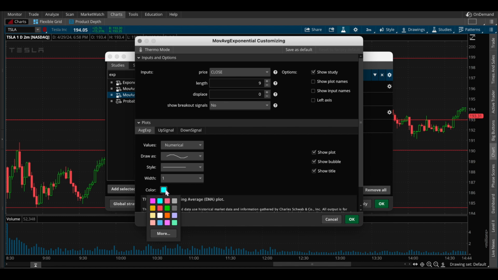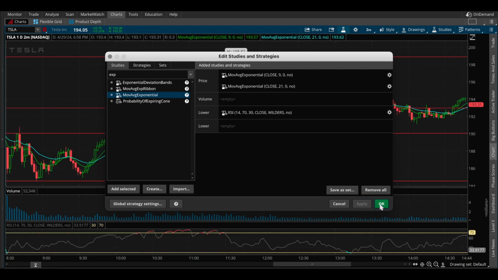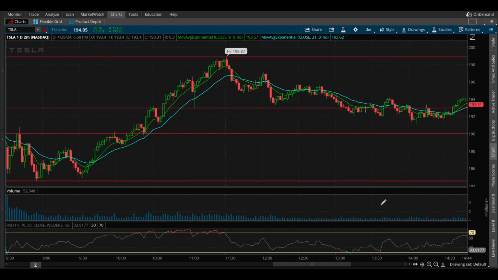I like to change this color to green, hit OK. And then this one I'm actually going to change to the 21-day, and I'm going to leave that blue. Hit OK, hit apply, and OK. Okay, so now you guys see there's a whole lot going on on the screen. You guys can see that.